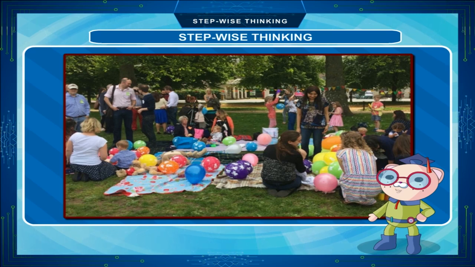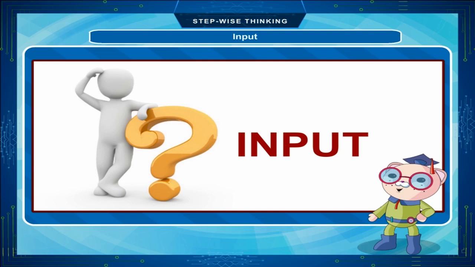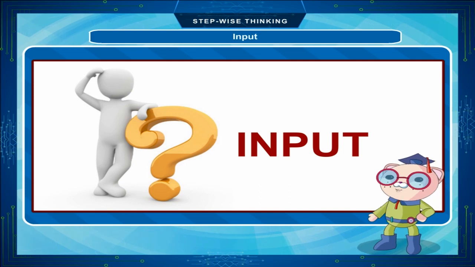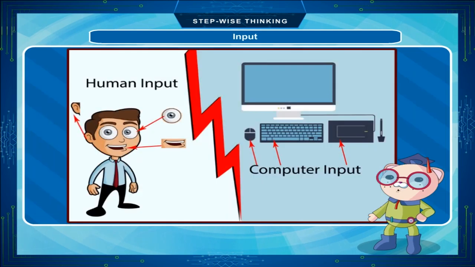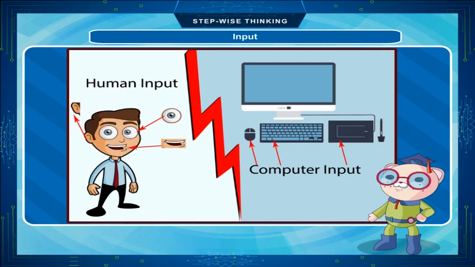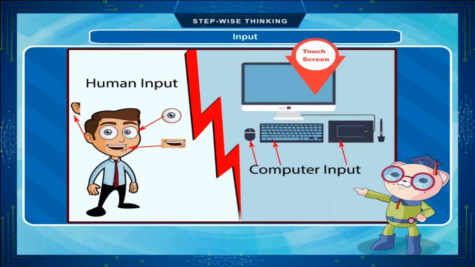We already know that all the thinking work is done in 3 steps. Input. First of all, we input the question from any input part and keep it in our temporary memory or workspace. In case of human beings, we use ears, eyes, nose, skin, tongue for input, and in case of computer, we use mouse, keyboard, touch screen and touchpad for input.